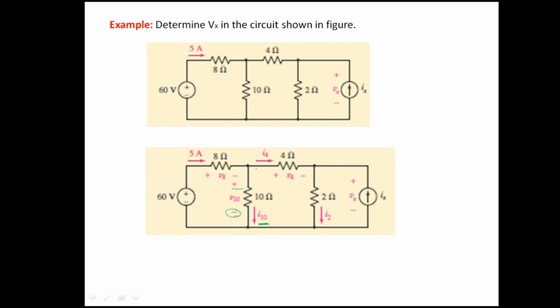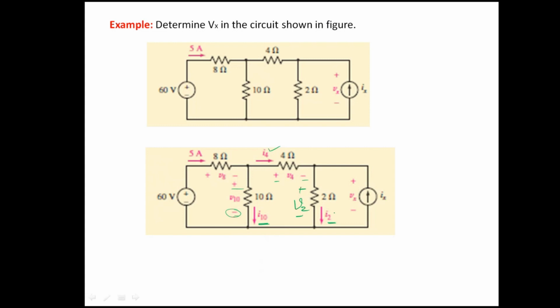Similarly, I have assumed the current direction in the 4 ohm resistor as I4. Then obviously the polarity of the voltage across the 4 ohms is plus here and minus here, and we define this as V4. In the 2 ohm resistor, I have assumed a current direction downwards as I2, and the polarity of this voltage is plus and minus, and we define the voltage as V2.